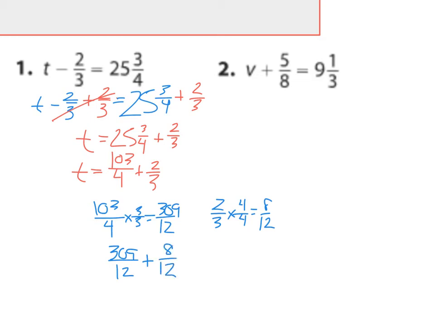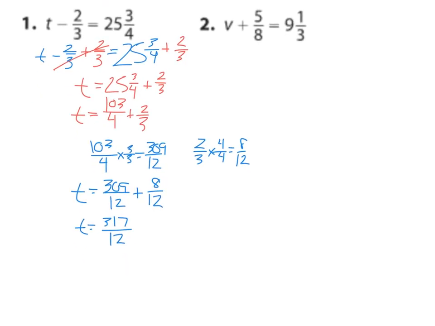I can add them together, as now we have the same denominator. I'm going to continue carrying down my t equals so I don't forget about that. When I add them together, I get 317 twelfths. You only have one step left, which is very exciting: to make this into a mixed number.